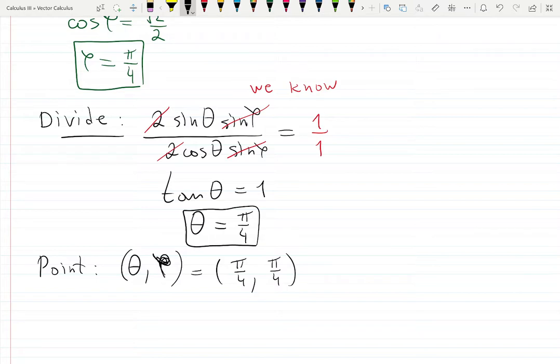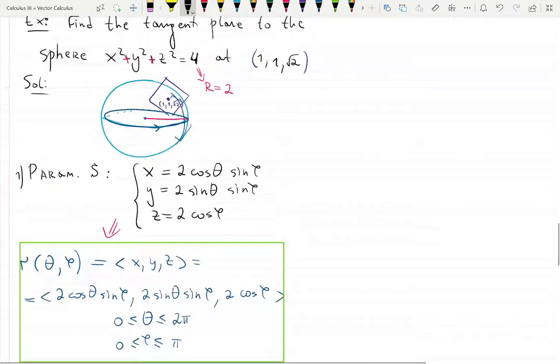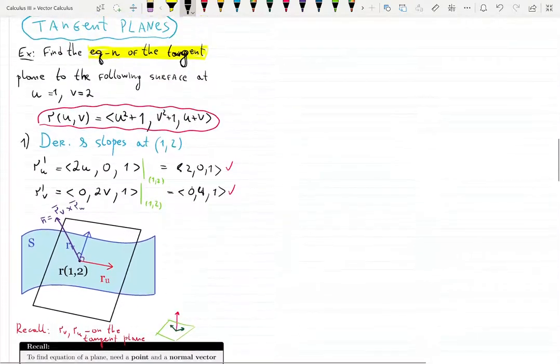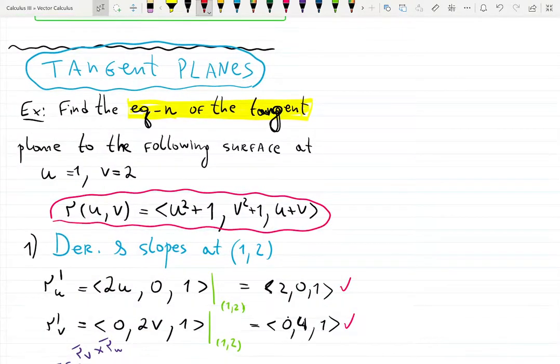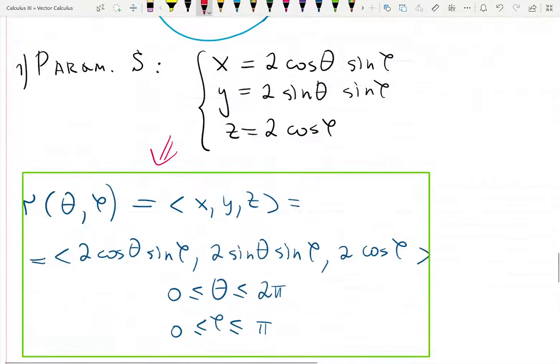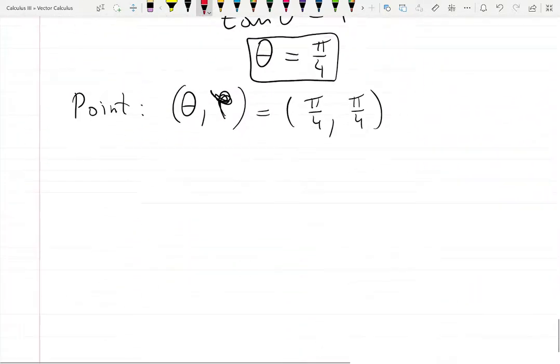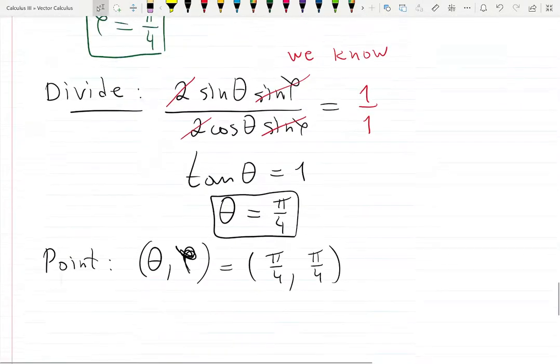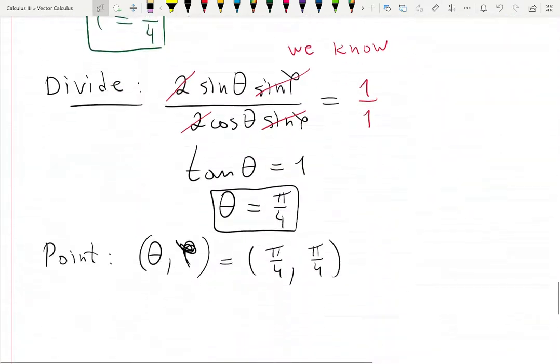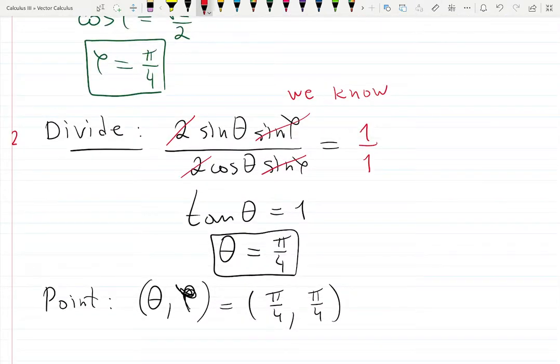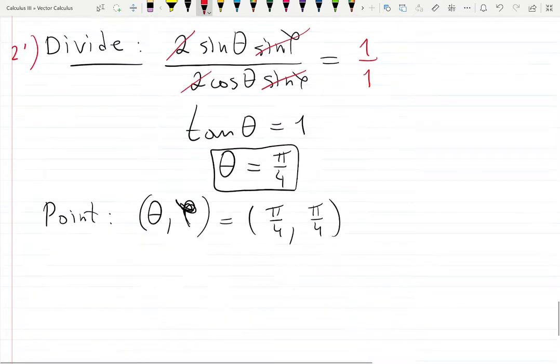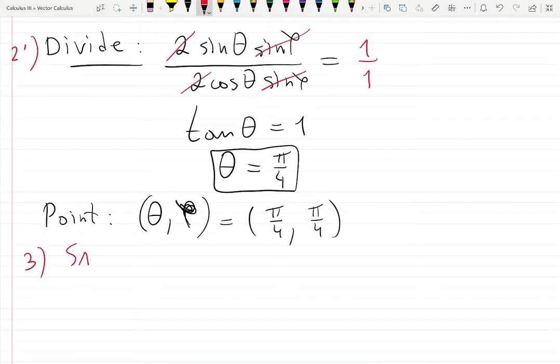And now we repeat all the steps we had before. The difference from previous examples is that all of this time we spent was looking for this information. Now we're going to differentiate, take the cross product, find the normal vector, and build the equation of the line. I will move a little bit faster. Step 3, same as in the previous problem.